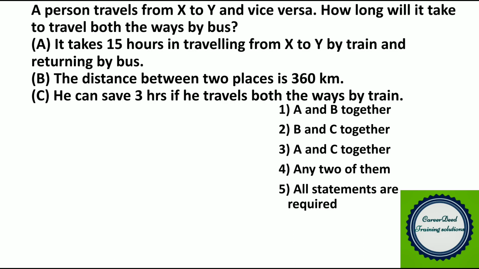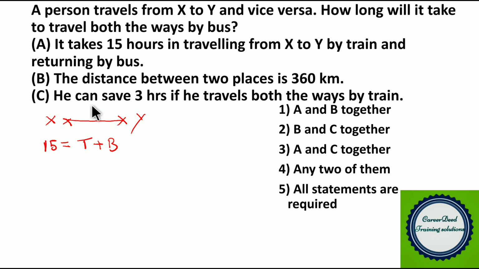Okay, now if you take the first statement, you have the place X to Y. From the second statement you can say the distance between two places is 360 kilometer. Now we can leave that as it is. Now it takes 15 hours in traveling from X to Y by train and returning by bus. So the total time is 15 hours while traveling from X to Y in train and returning back in bus. So 15 equal to T plus B.